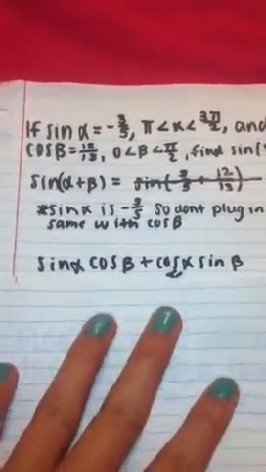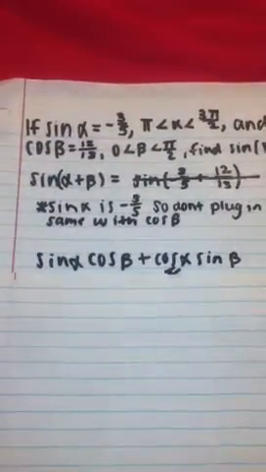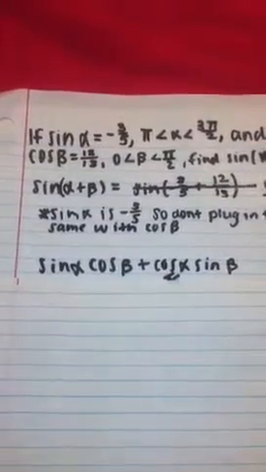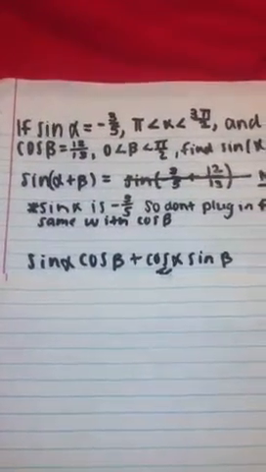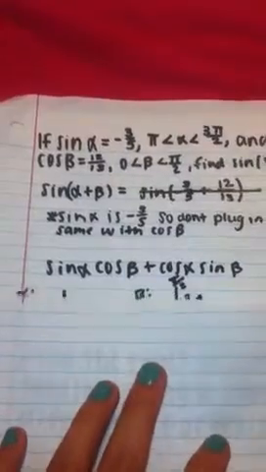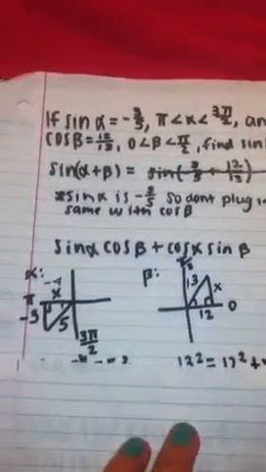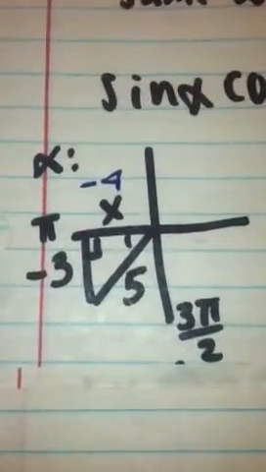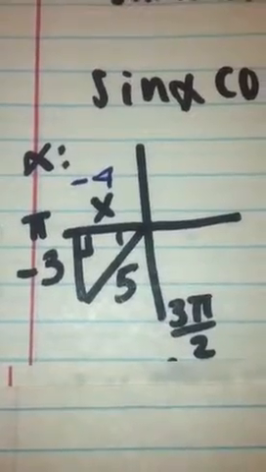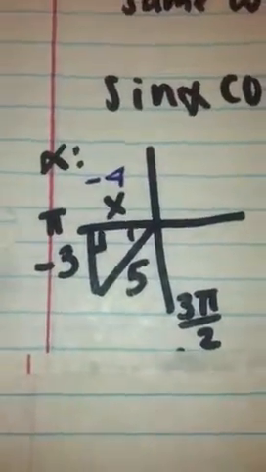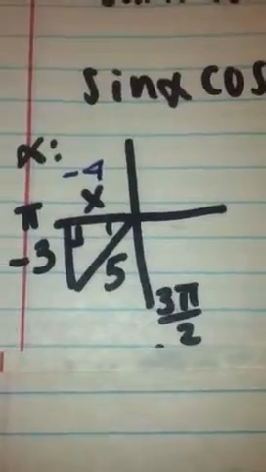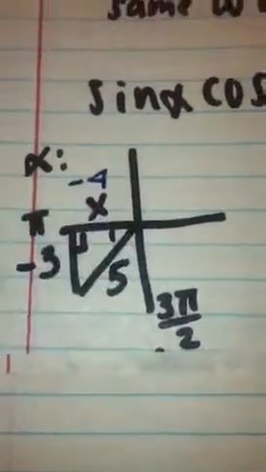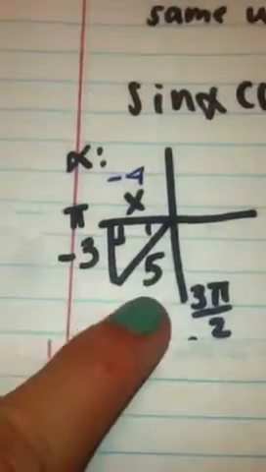So we know that the equation for sine of alpha plus beta is sine of alpha cosine beta plus cosine alpha times sine beta. And now we need to find all the components to this. So first we're going to make a triangle between pi and 3 pi over 2 because that was the restrictions for sine. And we know that the sine of alpha was negative 3 over 5, so we know that the sine is the opposite over the hypotenuse. So negative 3 and then 5.